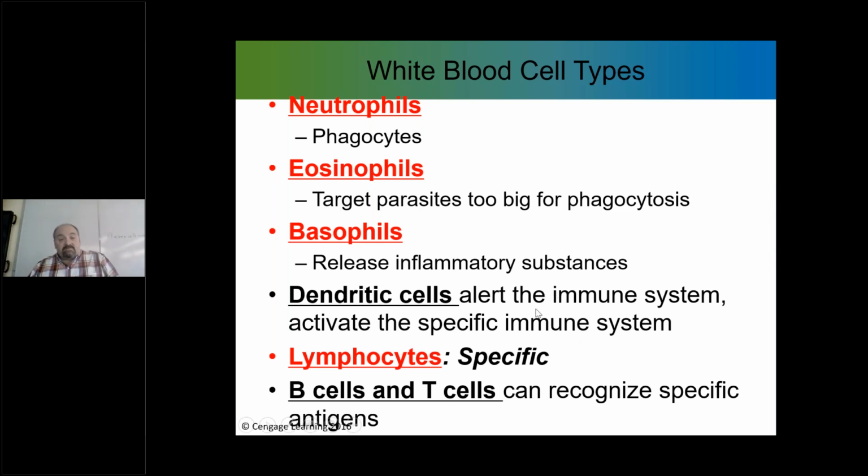The dendritic cells really help to alert your specific immune response to what's going on and activate it. And those dendritic cells can present, on their plasma membrane outside of their cells, pieces of whatever microbe is present within your body that could possibly make you sick.